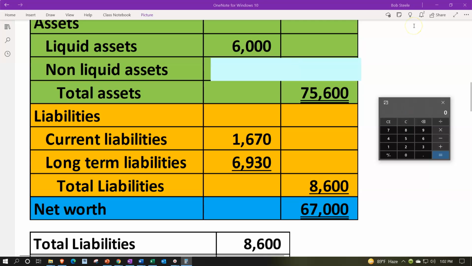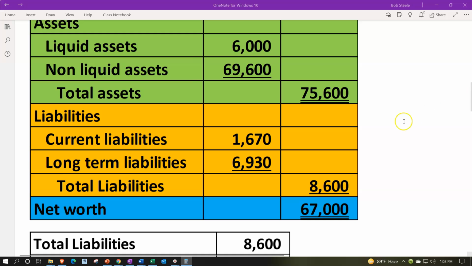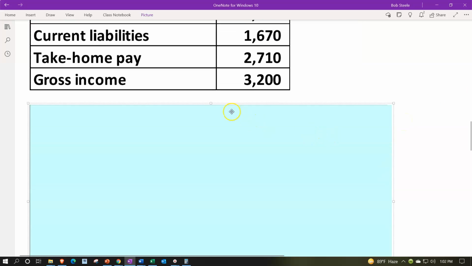So I'm going to say, all right, 75.6 minus the 6,000 would give us then the non-liquid, because the 69 plus the 6,000 would give us the 75.6. So this is just an approximation of what we can put together, just given the basic numbers that we have. And this is a common kind of thing you'd have in book problems, and quite useful for practice as well, because there are times when you kind of have to back into things.